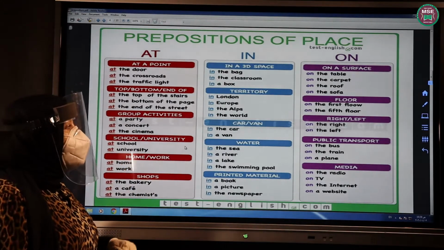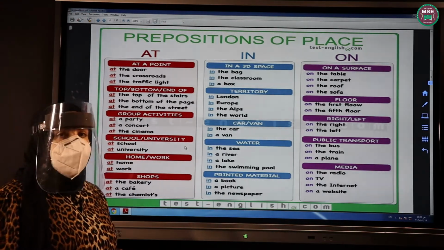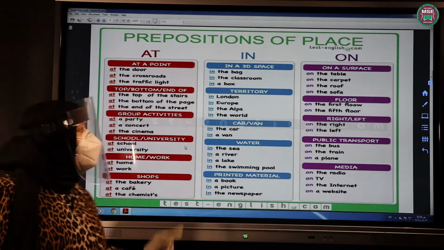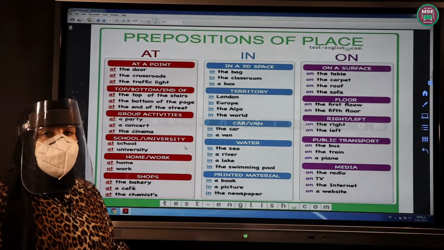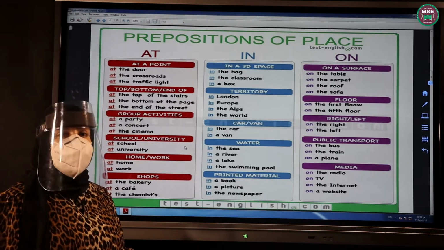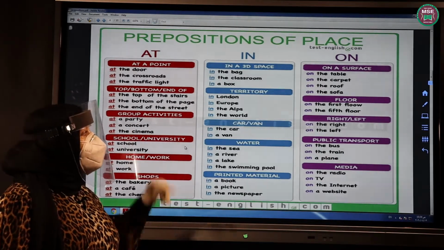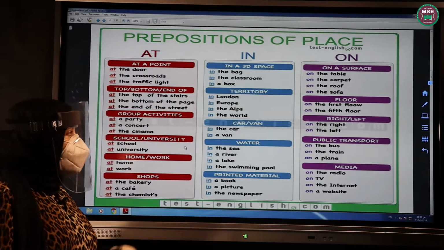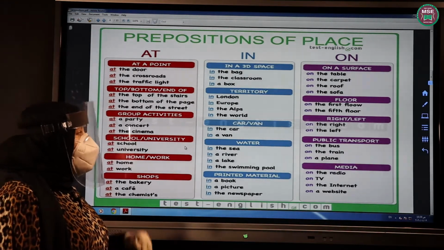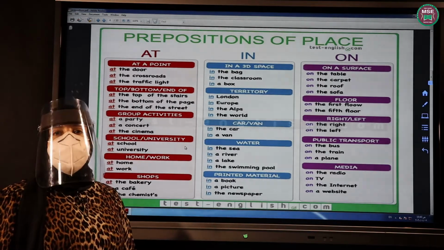To speak about a private transport, private, not public, like a car or a van. And I want you please to focus on this because it's very important. If it's a private transport, I use in the car or in a van. Water, in the sea, any water, in a river, in a lake, in the swimming pool.